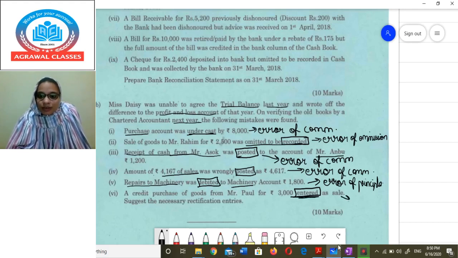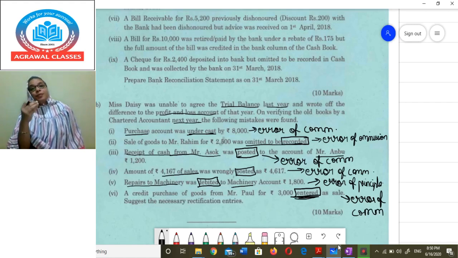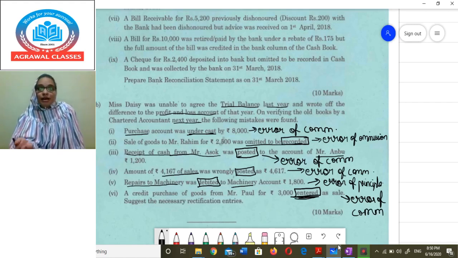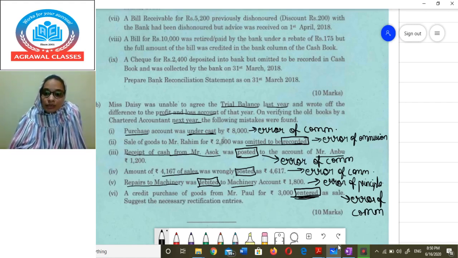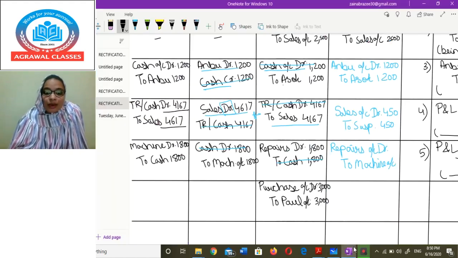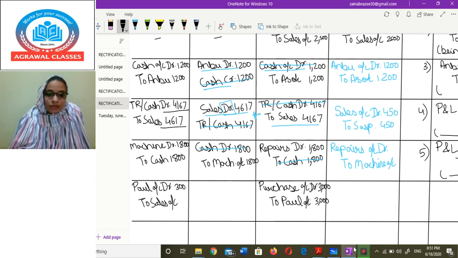First of all, again, this is error of commission. Error of commission is the most common error. It is error of commission. Entered as sale. Now understand. Entered मतलब क्रेडिट परचेज को आपने क्रेडिट सेल मान लिया, आपने एंट्री पूरी ही रॉन्ग कर दी है. सो आपने क्रेडिट सेल मान लिया और क्रेडिट सेल की एंट्री क्या होती है? पॉल अकाउंट डेबिट टू सेल्स अकाउंट. Amount is 3000, 3000.